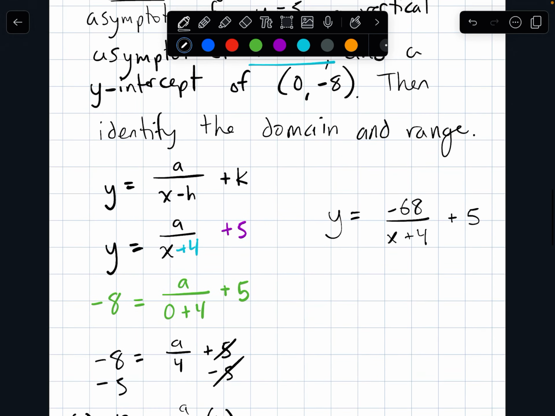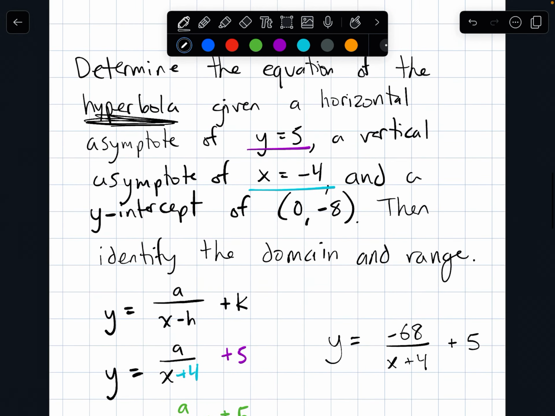All right, and so that would be the equation of the line that has a horizontal asymptote of 5, a vertical asymptote at -4, and it also goes through the y-intercept of (0, -8).